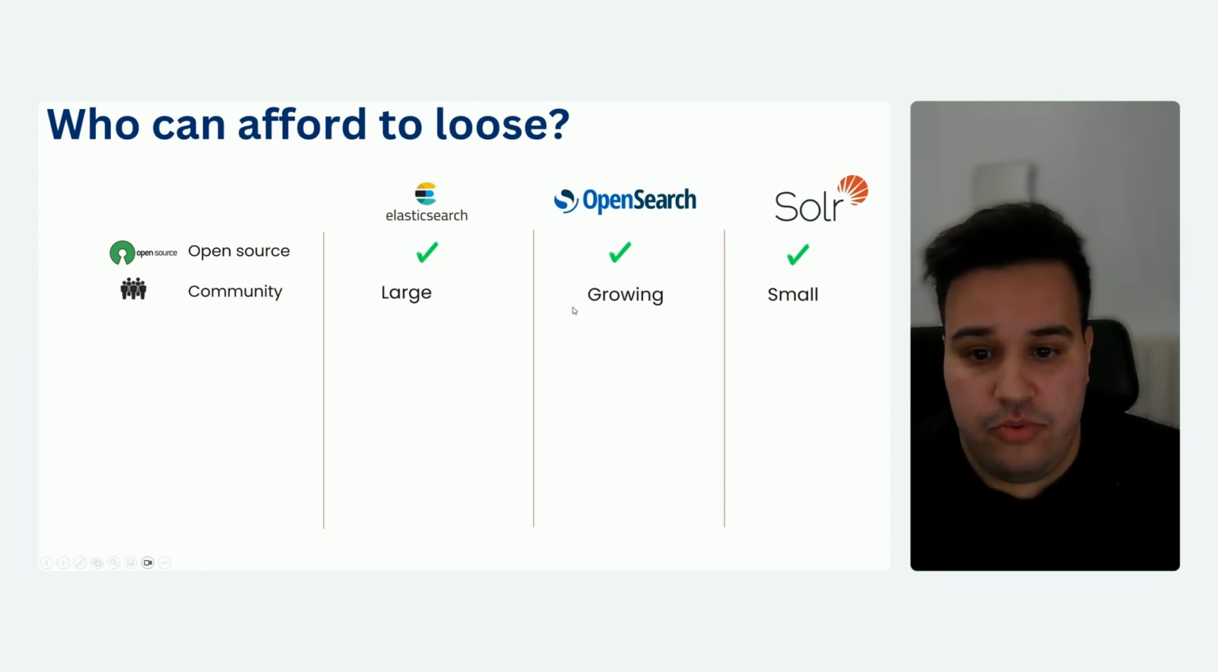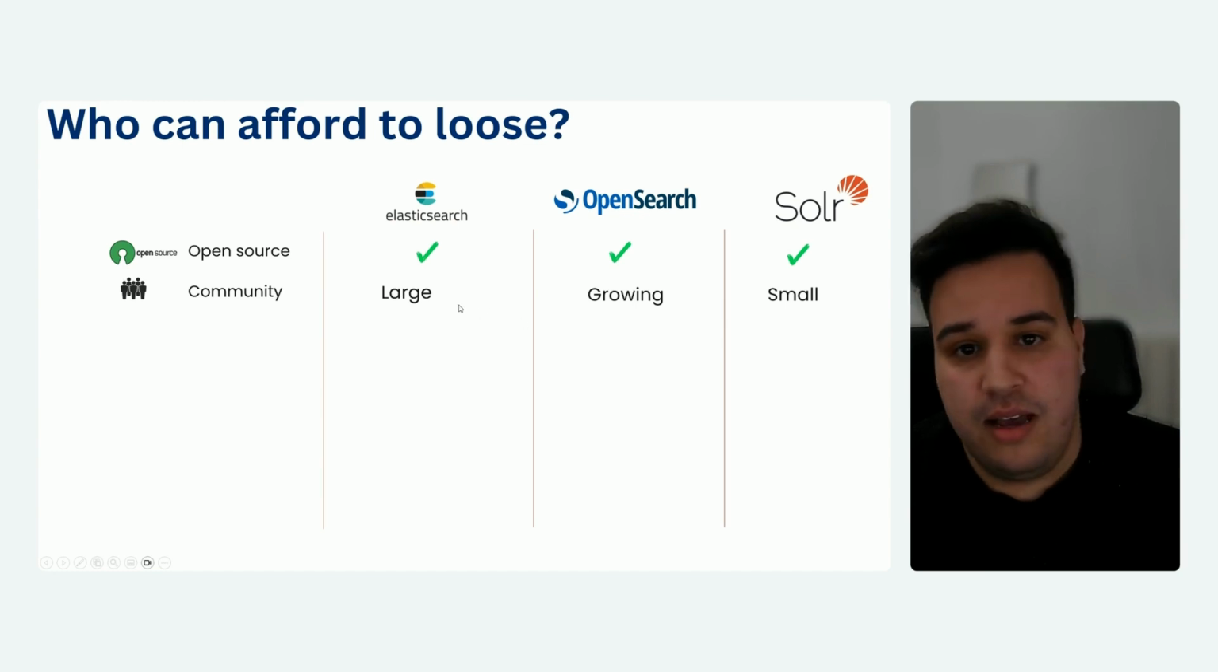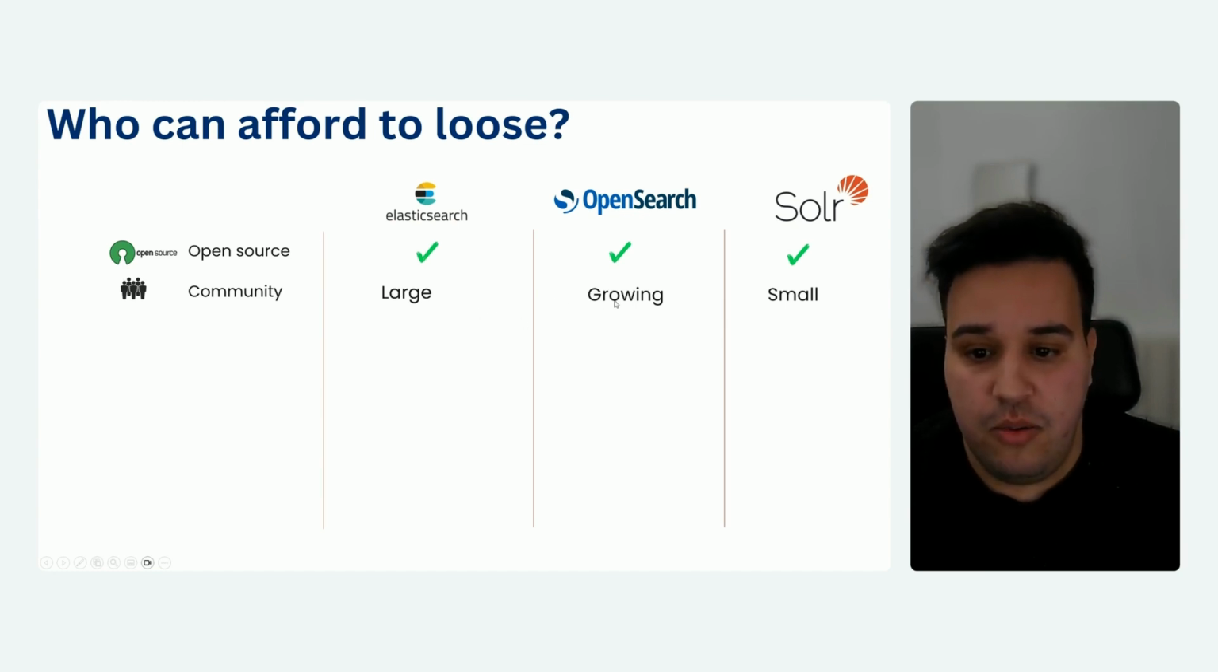The community of OpenSearch is small compared to Elasticsearch, but it's growing today, namely because there are a lot of people who are now afraid of the change of the license, or open source status, in Elasticsearch.